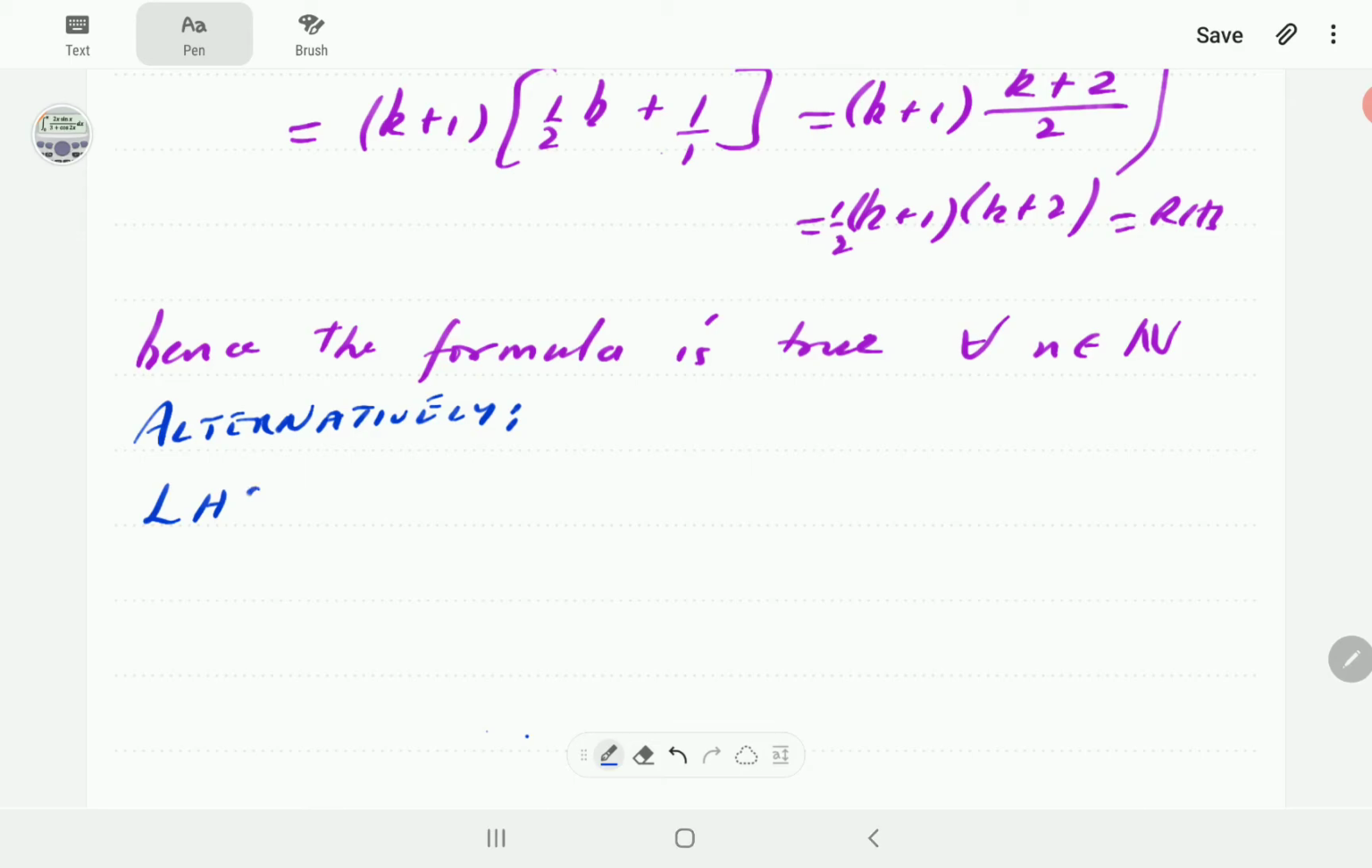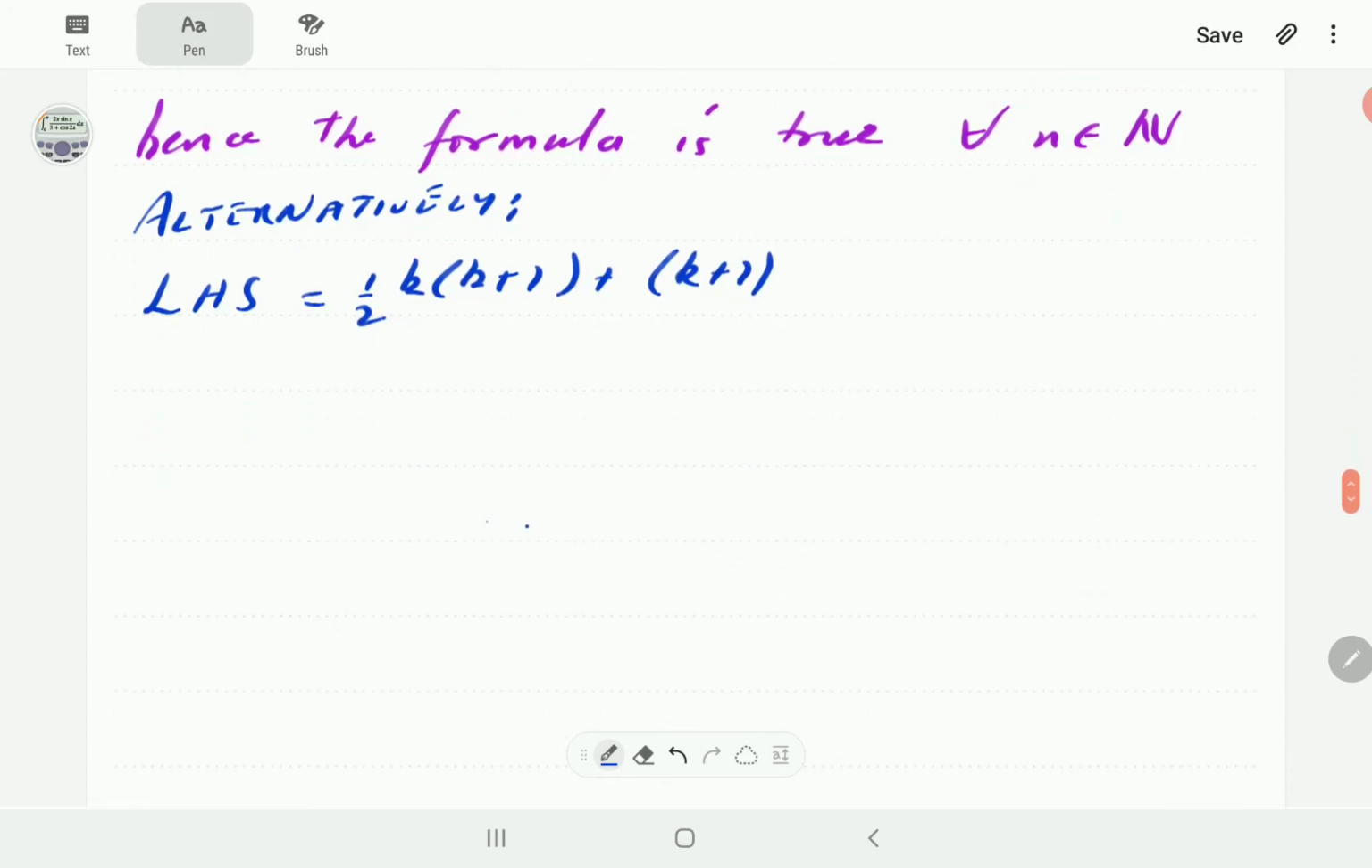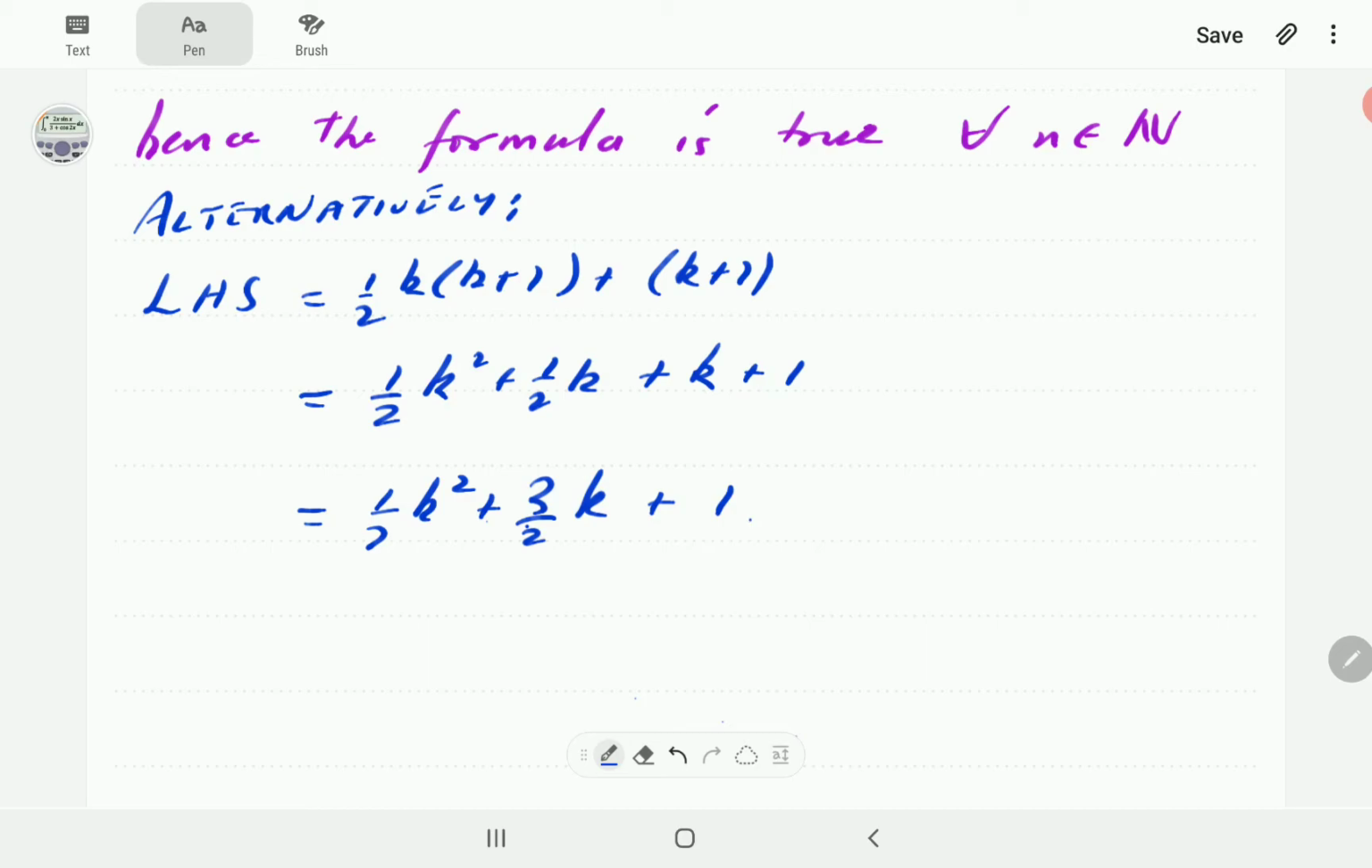So the left hand side is going to be 1/2 k into k plus 1 plus k plus 1. So this time we're going to remove brackets. So this is going to be 1/2 k squared plus 1/2 k plus k plus 1. So that's going to be 1/2 k squared. 1/2 k plus k is actually 3/2 k. So that's what we're getting on the left hand side.